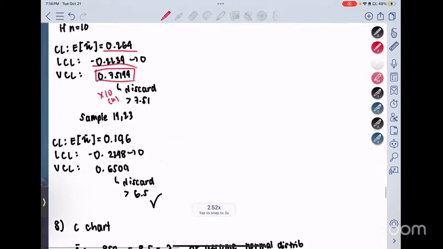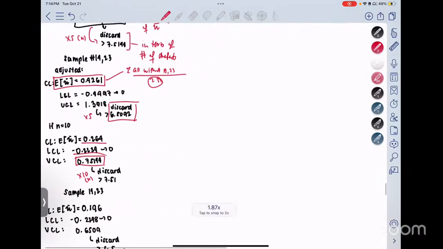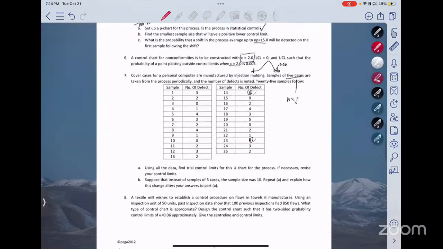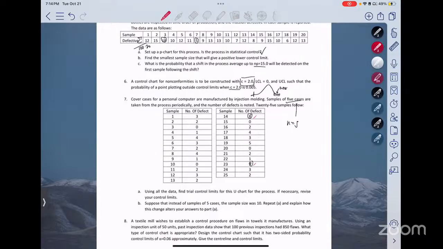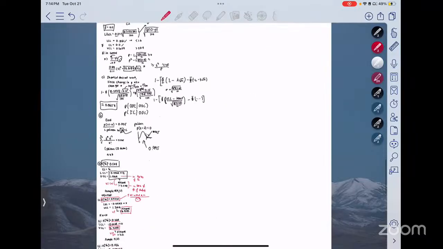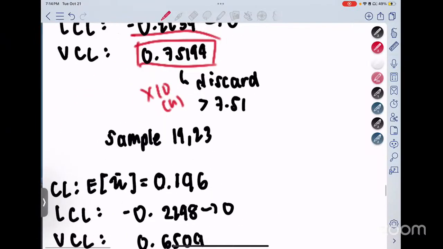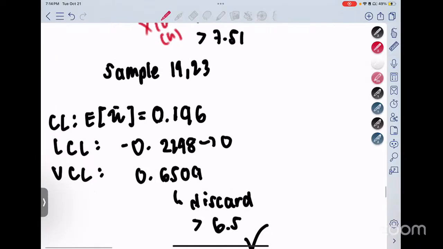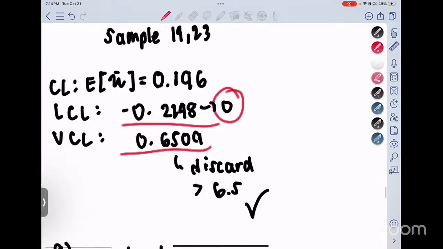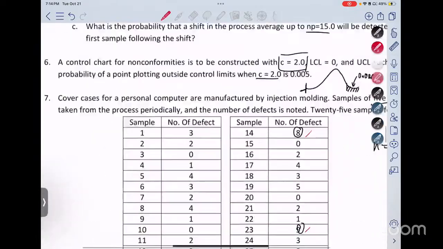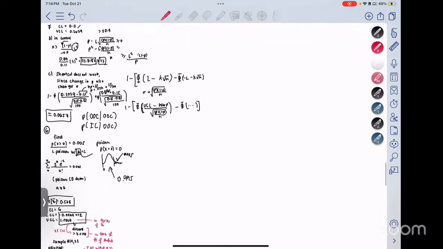So essentially, that's what changes. And then you can just recompute. So basically, the answer is, so una, repeat natin yung A. So you will have to recompute A again. So removing them ulit, you get 0.196. Plugging it into the LCL equation gives us this number, which we turn into 0 because it's negative. 0.6509 per UCL. We discard all 6.5 and above. Wala tayong 6.5 dito, thankfully, so not a concern anymore.